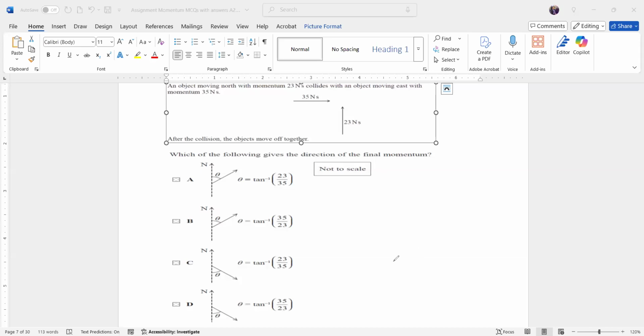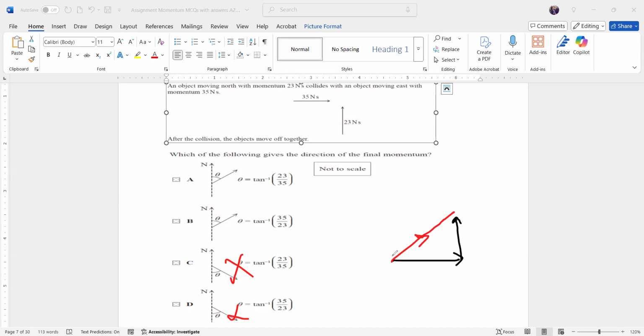Look, if we add the vectors, we have a 35 and a 23 there. So we know the final vector will be like this. So C or D are totally wrong. Either A can be an answer or B. And what about the angle? The angle from the north is given to us.